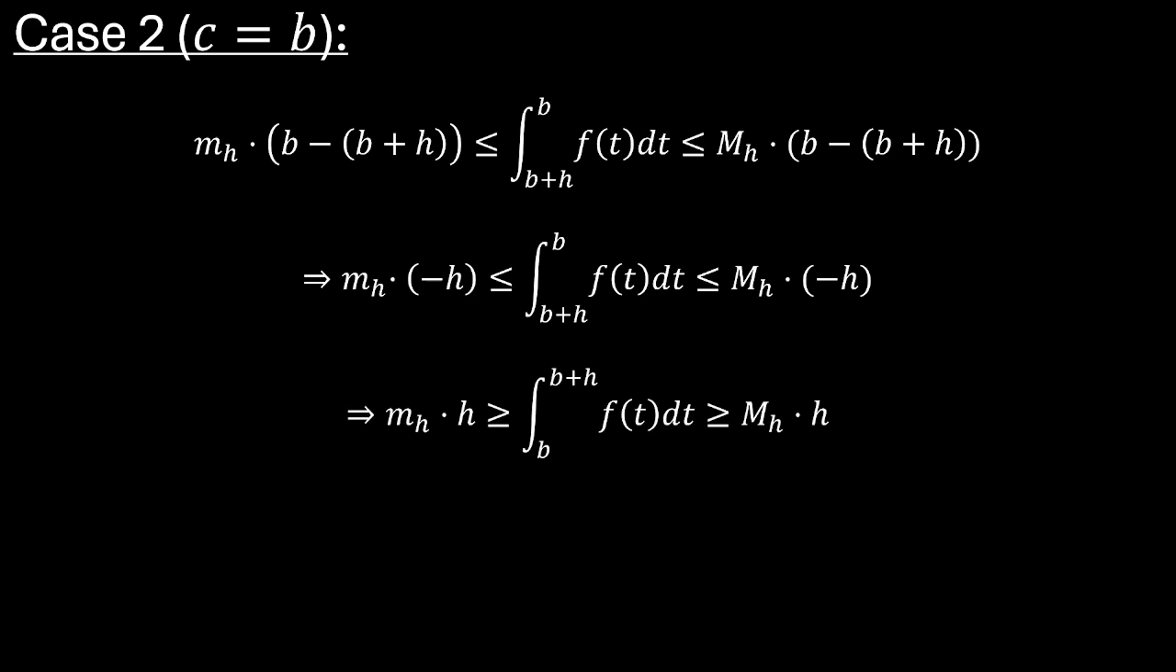Of course, if we multiply both sides by negative, flipping the inequality signs, we're going to get the integral that we described earlier, which is going to give us this. It's going to give us little mh times h is greater than or equal to capital F(b+h) take capital F(b), which is greater than or equal to capital mh times h.